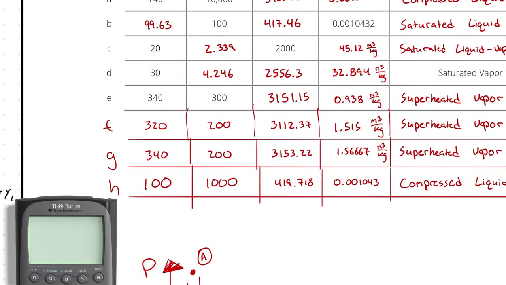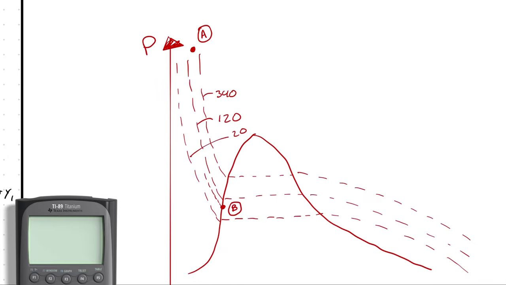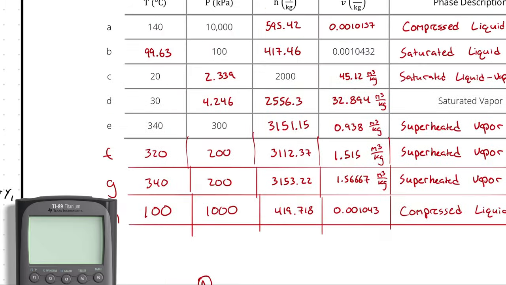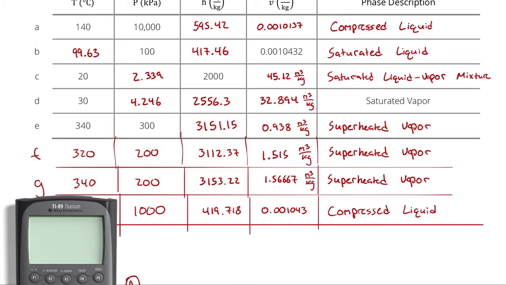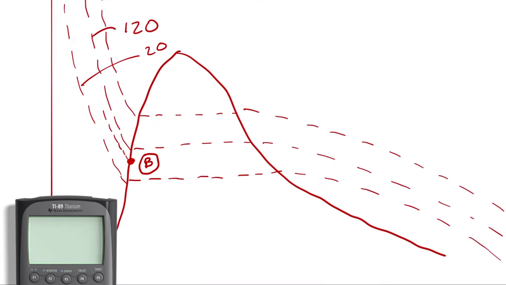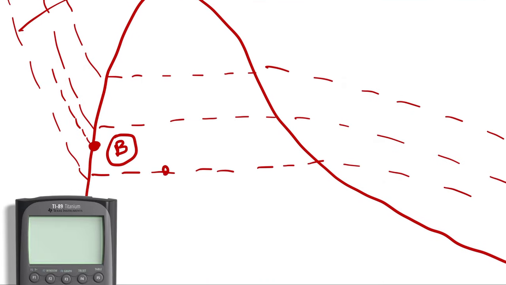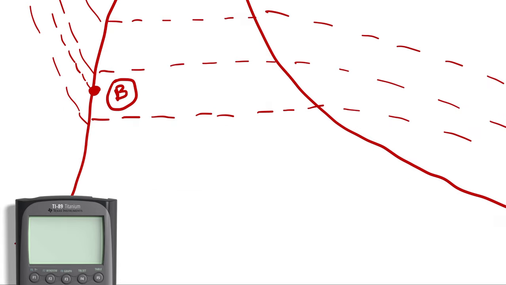State point C was at a temperature of 20 degrees Celsius, which we happen to have a line of constant temperature for, and was underneath the dome because it was a saturated liquid vapor mixture. So I'm going to place it on the 20 degrees Celsius line of constant temperature, and I'm going to place it somewhere under the dome. But where to place it? Well, we know where to place it. We place it 78% of the way across the dome, because we know the quality of that state point was 78.1%.